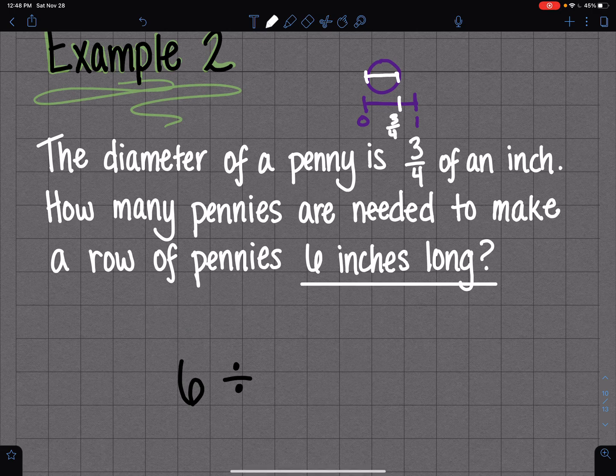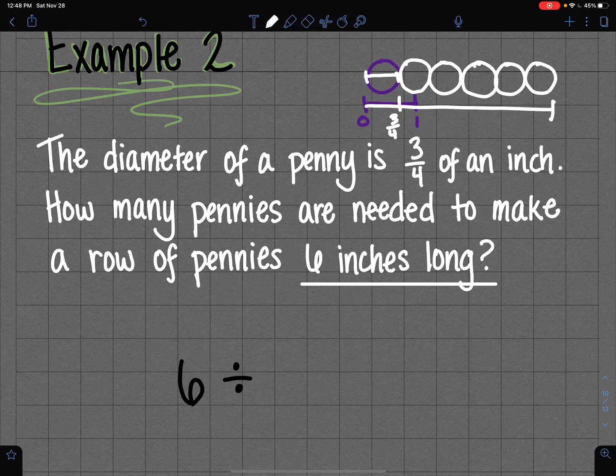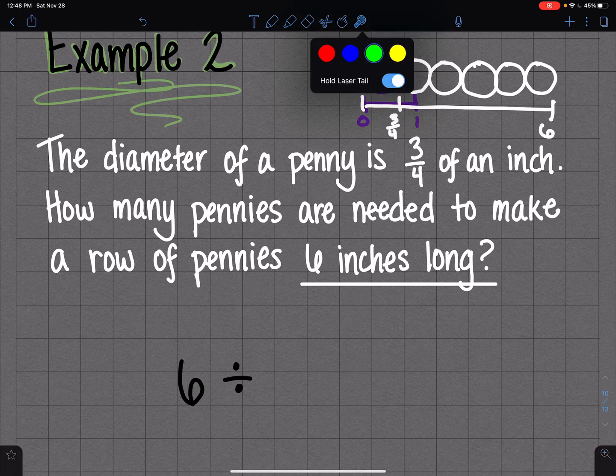So you want to put a bunch of pennies side by side, like this, and you want this to measure 6 inches. But 1 penny only goes to 3/4 of an inch. So I know I'm going to need more than 6 pennies, right? Because if it were 1 inch each for each penny, you would need 6 pennies exactly. But it's only 3/4 of an inch.